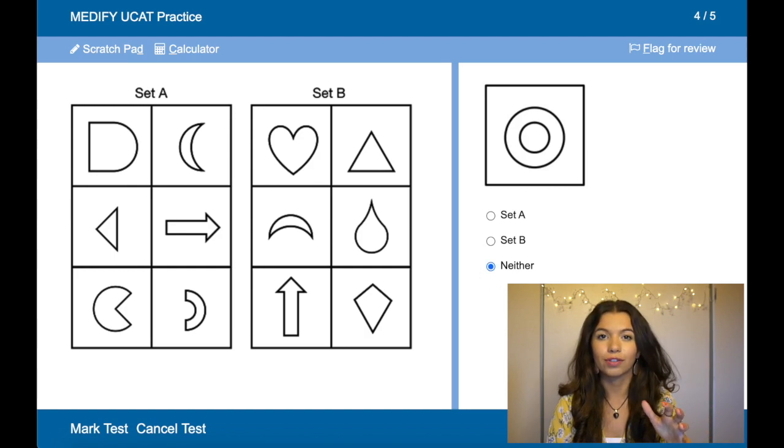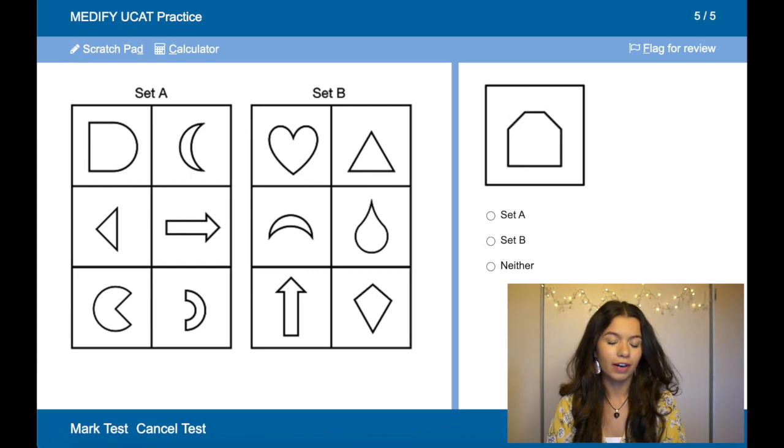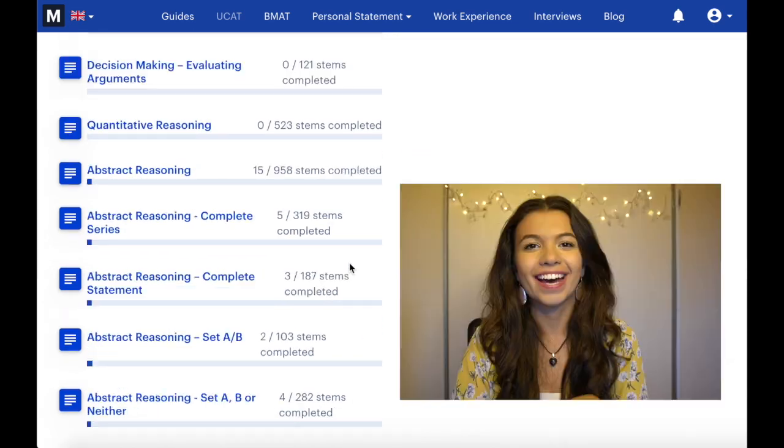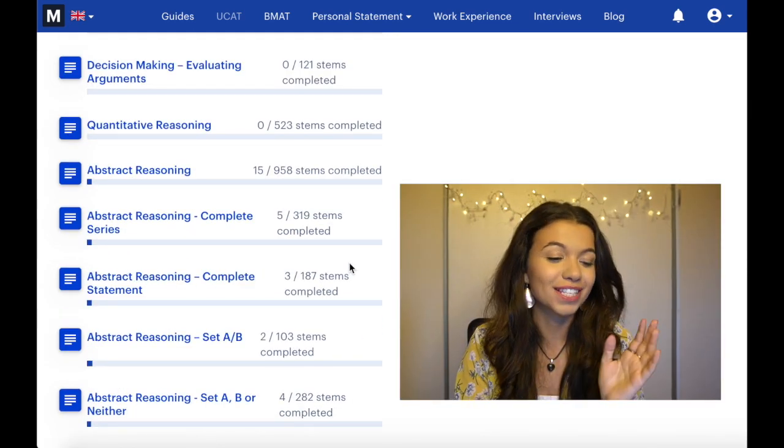And that's another thing, if you find a shape that will fit both set A and set B, the safest option is to go with neither. And finally, this is a vertical line of symmetry, so set B. Okay, mark test. Perfect.